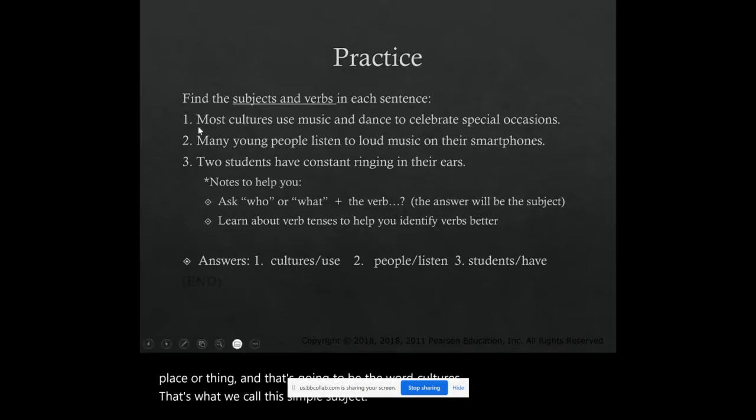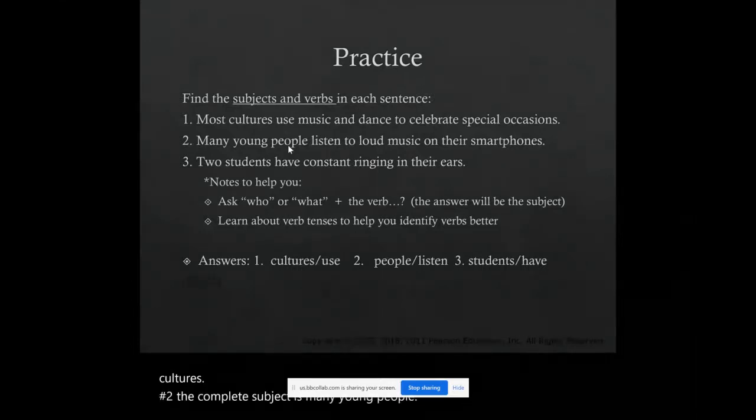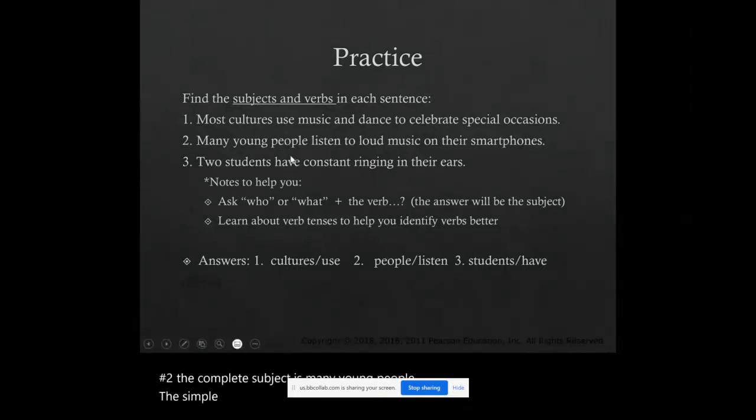So the complete subject would be most cultures, but the simple subject is just cultures. Number 2, the complete subject is many young people. The simple subject is just the word people, because people is the noun.